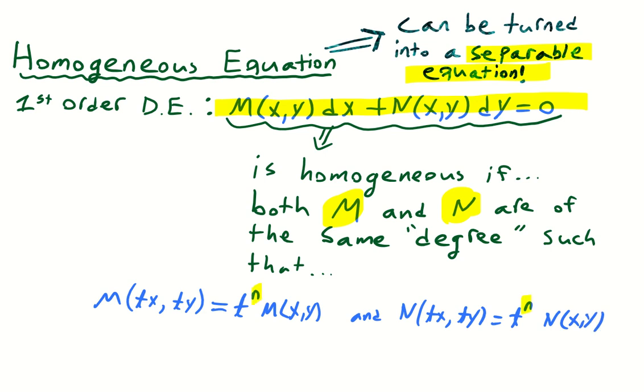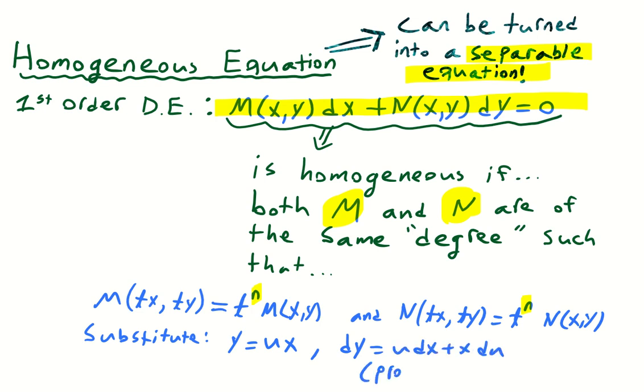If you have a situation like this, you can substitute y = ux, where the derivative by the product rule is dy = u dx + x du, and that's just the product rule. So you can turn any homogeneous equation into a separable equation. And we can prove that the following way.